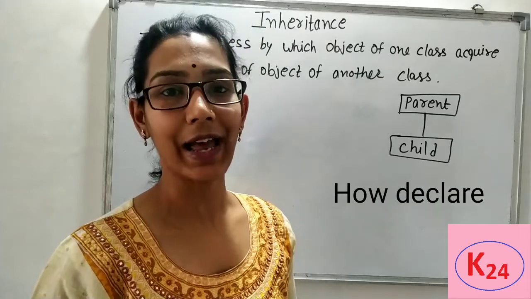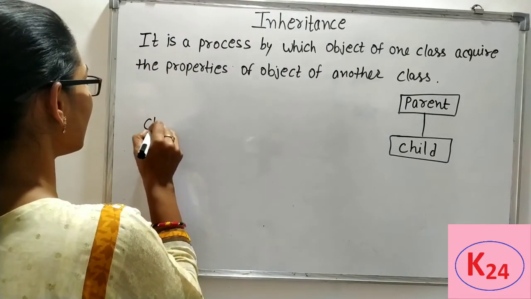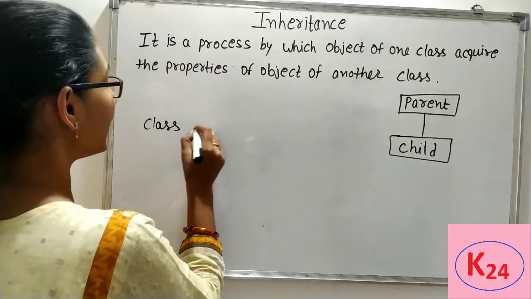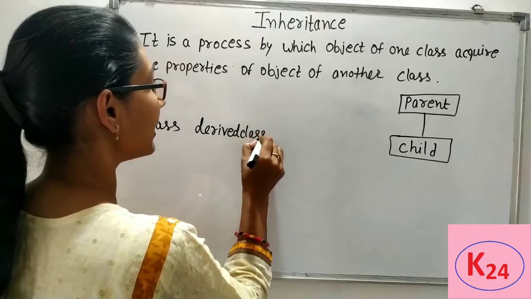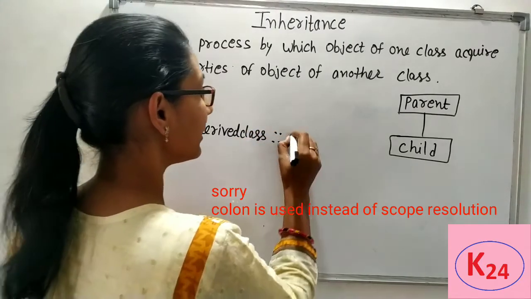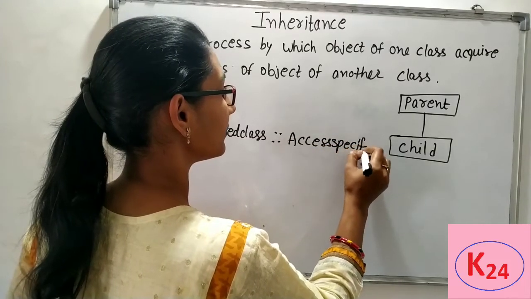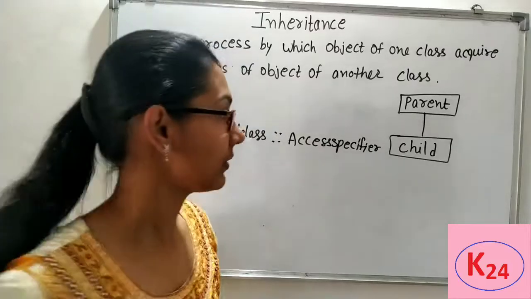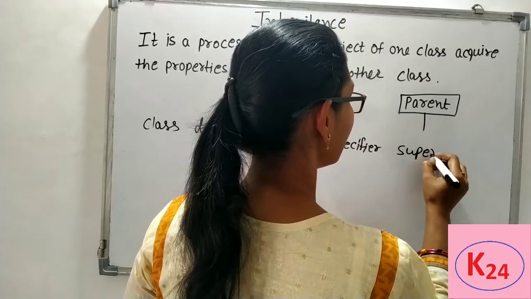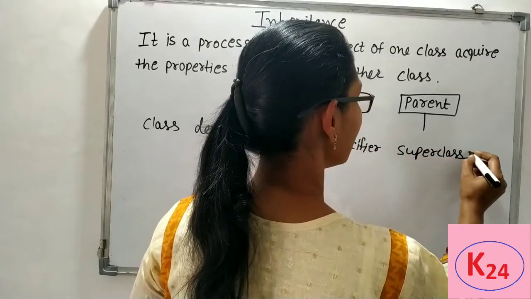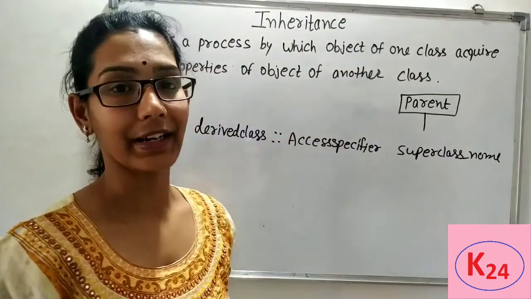Now, our third question is how to declare inheritance. Every type of inheritance is declared with this syntax: the class keyword, then the derived class name, then a colon, then the access specifier, and after that we use the superclass name. This is the syntax for every inheritance.